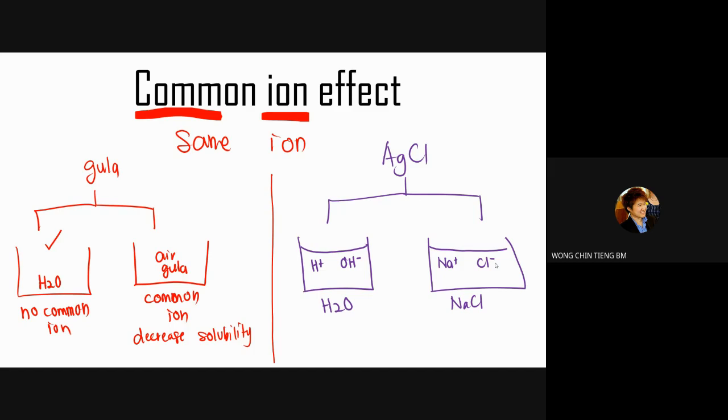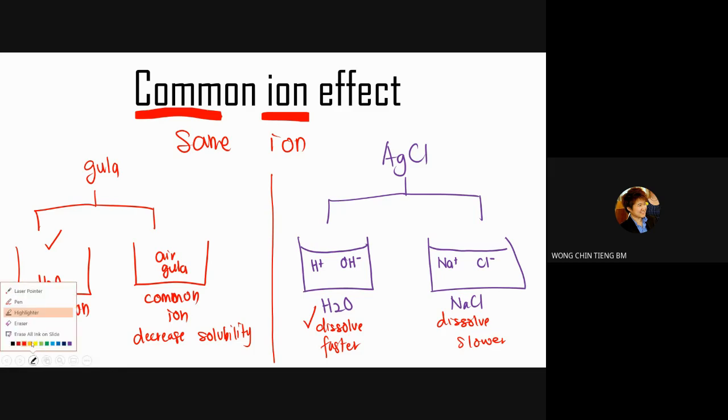Okay? Where we are? Sodium chloride. So, who will dissolve faster? In which beaker your silver chloride will dissolve faster? Dissolve faster, definitely water. Betul? Why in water we dissolve faster? No presence of common ion. But in the NaCl, it will dissolve. Still, dia akan larut. Tapi dia akan larut slow. Betul? Why? Presence of common ion. Next $1 million question. Who is the common ion?